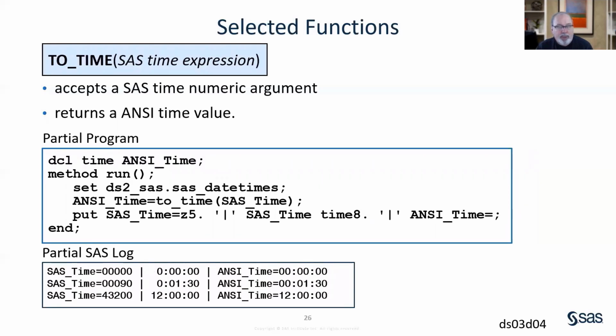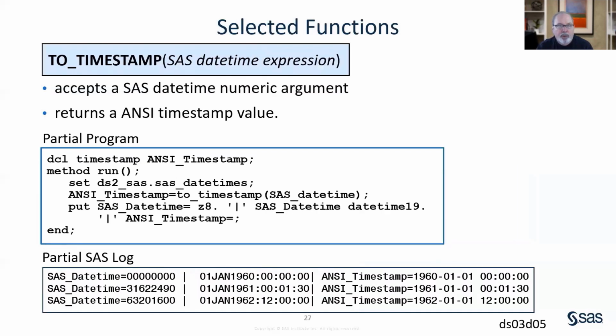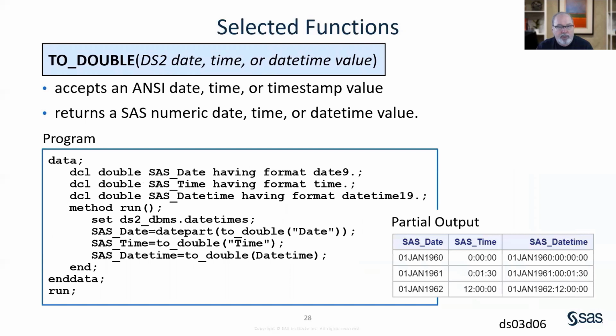The TO_TIME function accepts a single argument, which is a floating point representation of time in SAS, and it returns the appropriate ANSI time value for that. And TO_TIMESTAMP, again, receives a single numeric argument, a floating point argument representing a SAS datetime value, and that is converted into the appropriate ANSI timestamp value. Going the other way, we take any ANSI date, time, or timestamp value and feed it to the TO_DOUBLE function, and TO_DOUBLE will pump out the appropriate floating point value that represents that date, time, or datetime value in Base SAS.